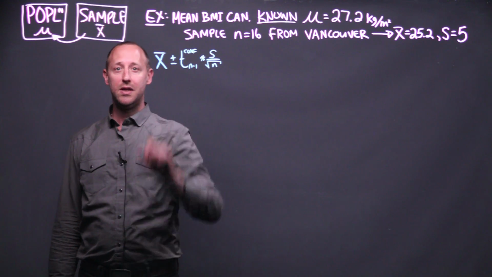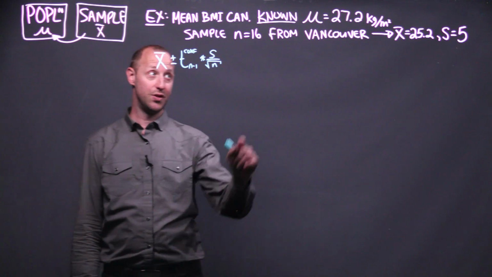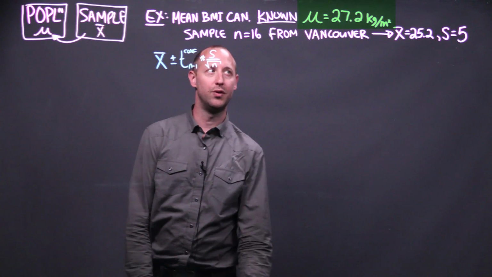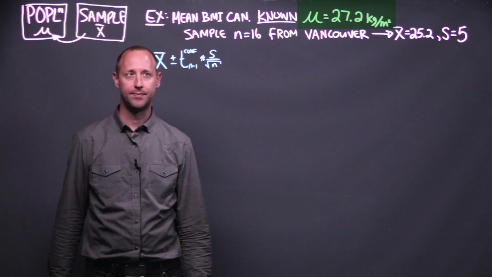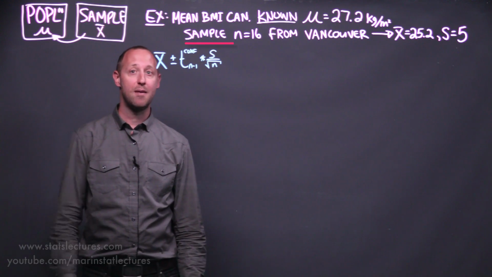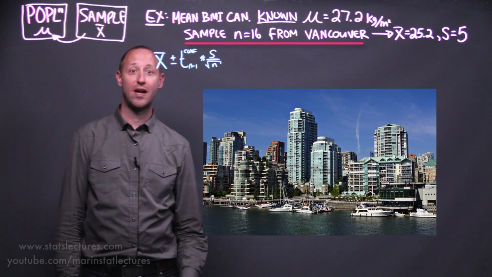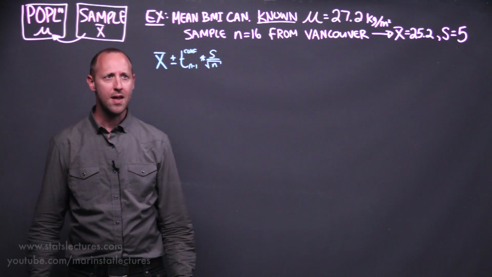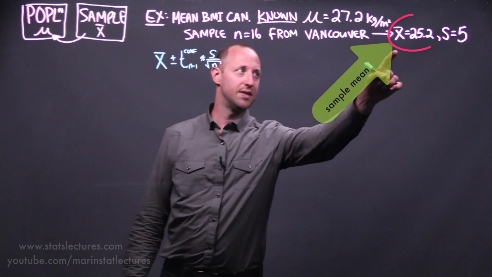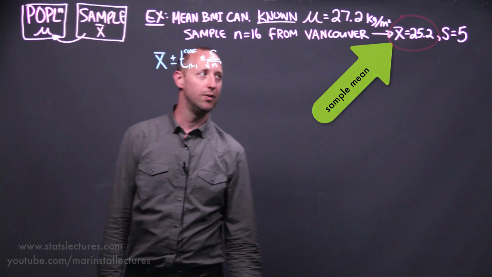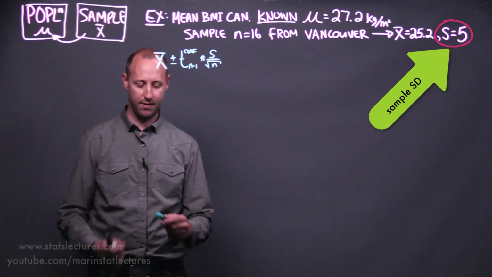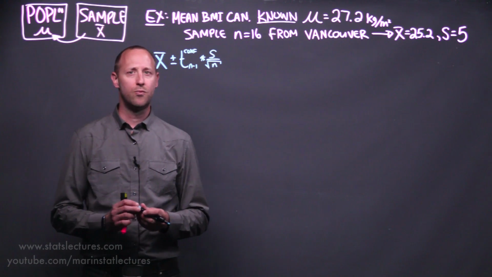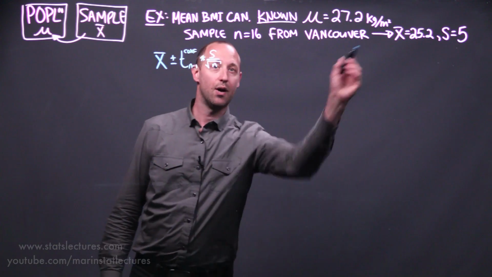Suppose we know that the mean BMI across Canada is known to have a mean of 27.2 kilograms per meter squared. And we take a sample of 16 individuals from Vancouver. Now Vancouver is known to be a bit of a healthier city. And within that sample, suppose we find a sample mean of 25.2 with a sample standard deviation of 5. So we'd like to construct a confidence interval around this estimate here.